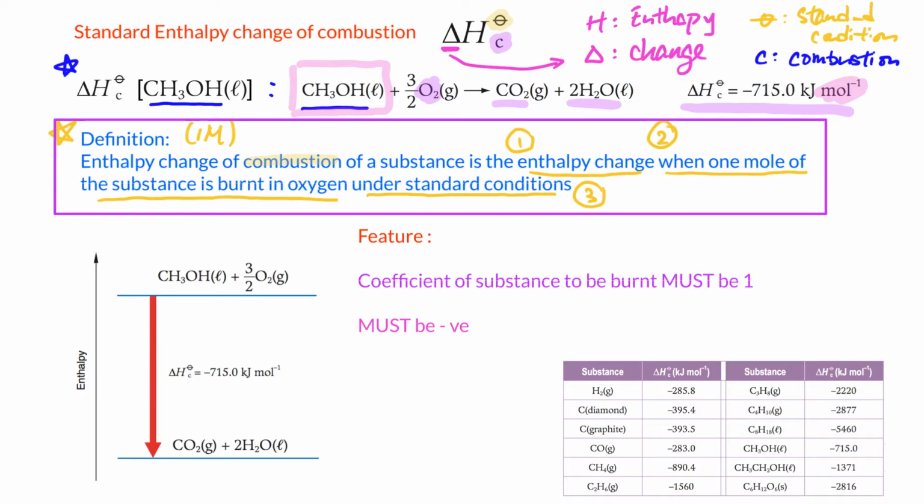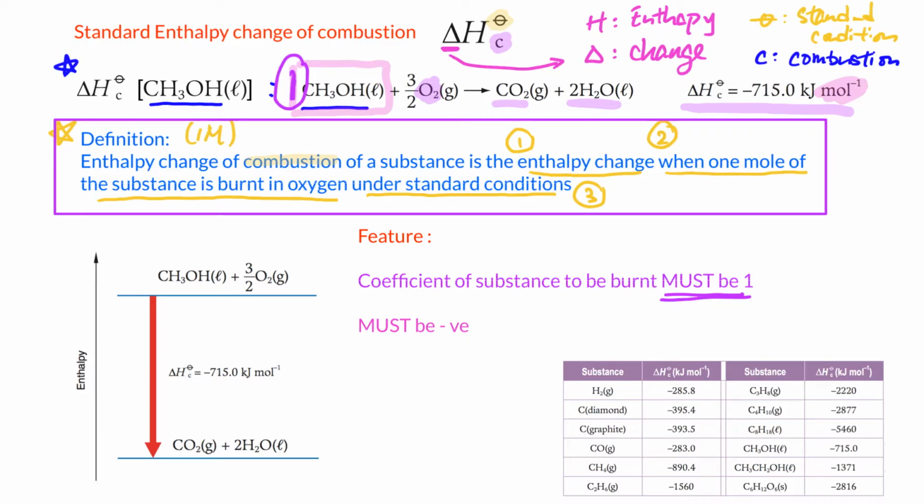So the features for this standard enthalpy change of combustion, we got 2 features. Number 1, the coefficient of the substance to be burned must be 1. What is meant by must be 1? You can see here, this one has to be 1. So you can't do the balancing and make this one, if you happen to have 2 in the coefficient, then the overall equation you have to divide by 2 to make it back to 1. So this one is very important.